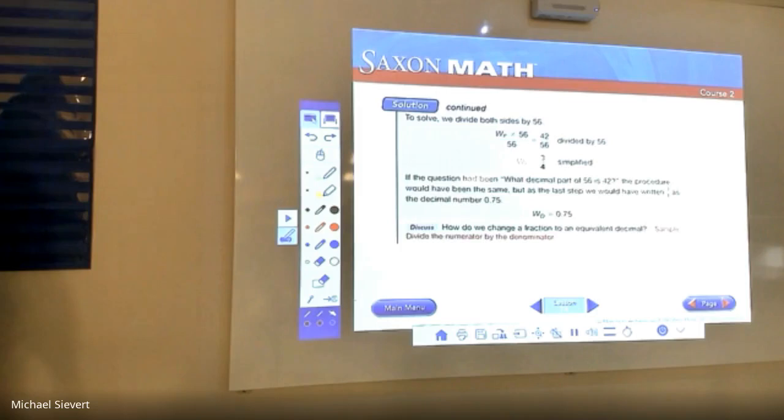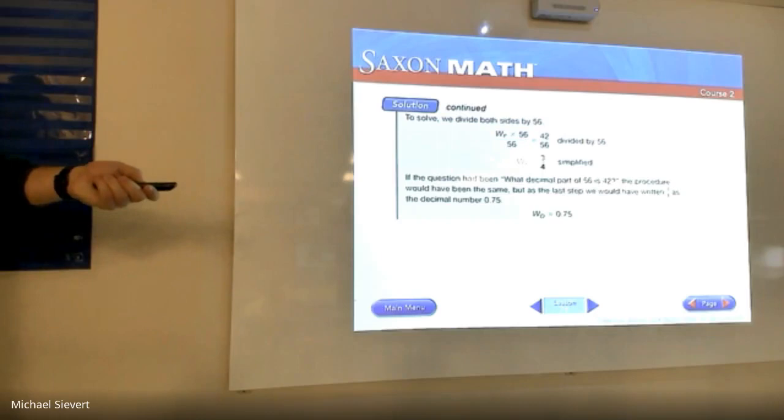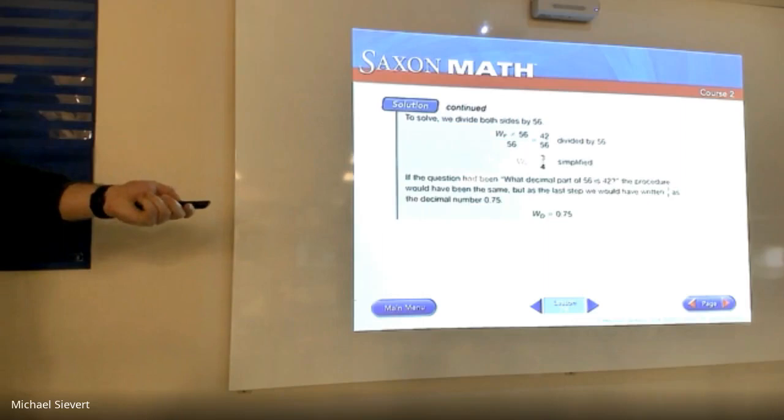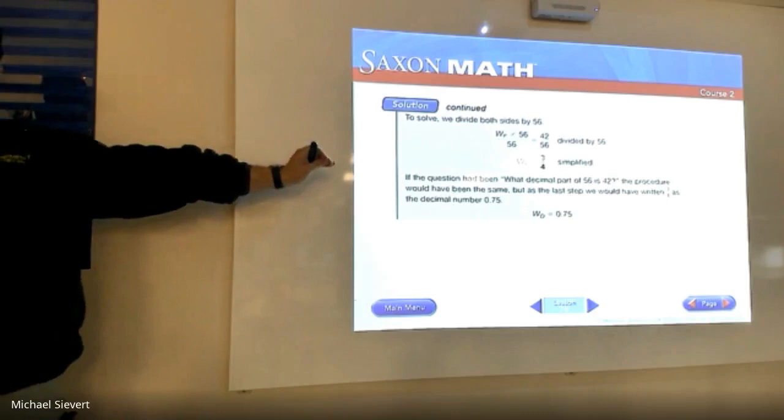Wait 1 second. What was that last part? Oh, this is important. What decimal part of 56 is 42? The procedure would have been the same, but the last step would have been writing 3/4 as a decimal number as 0.75. How do you turn a fraction into a decimal number? This was one of the options you could do on your do now right now. This is a very big deal. One of your exit ticket questions asked this. You do exactly the same thing, but then you get 3/4 and you got to change into 0.75.